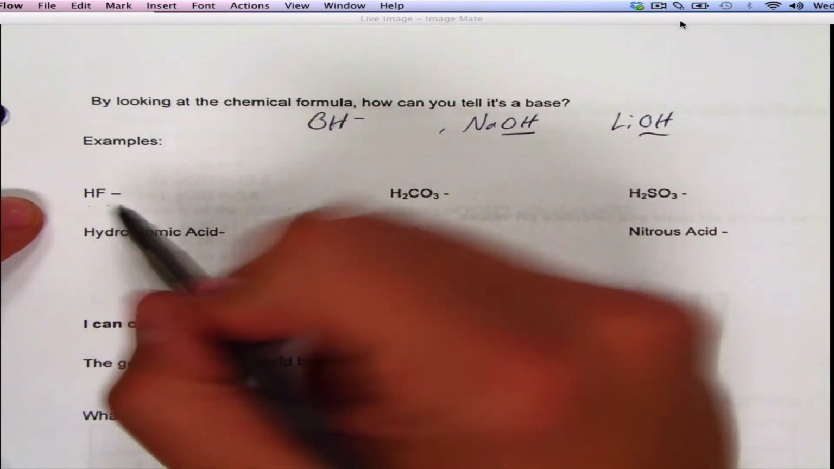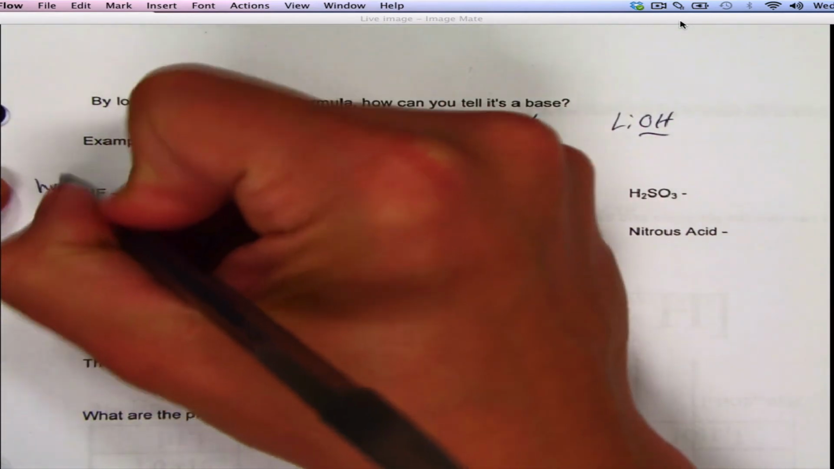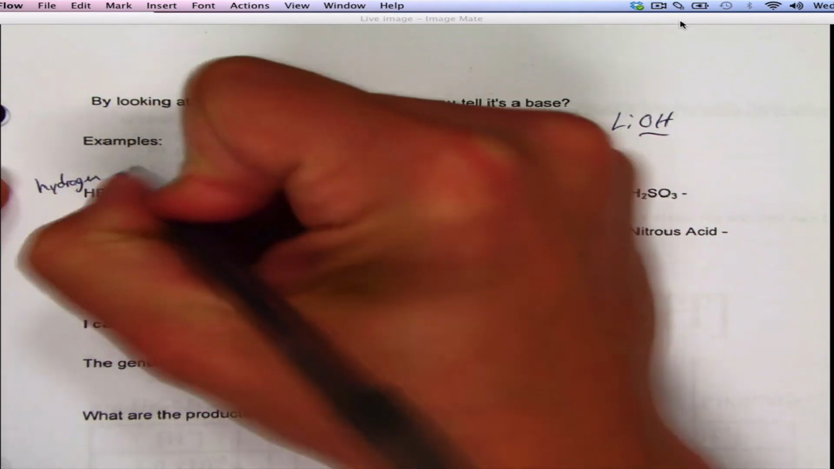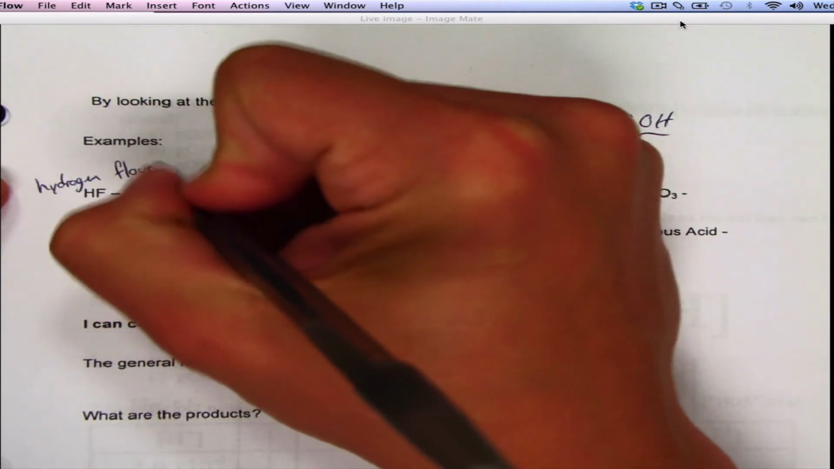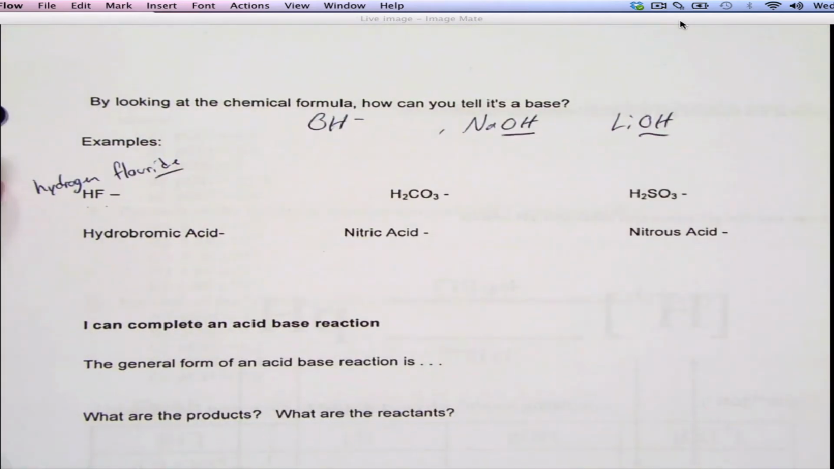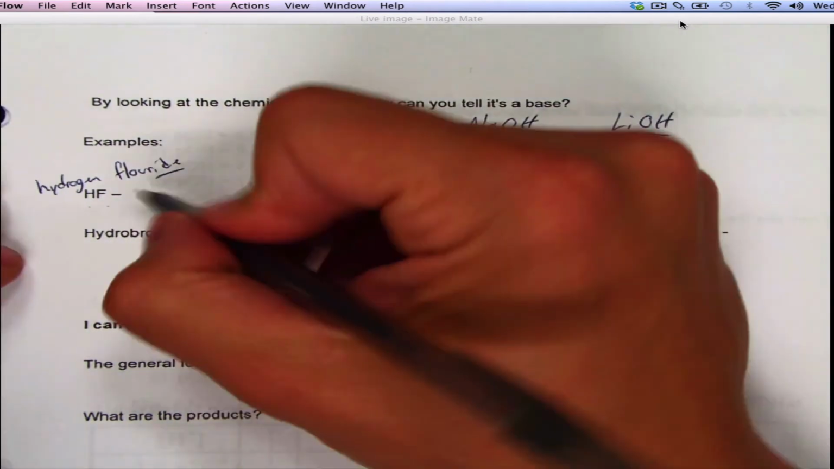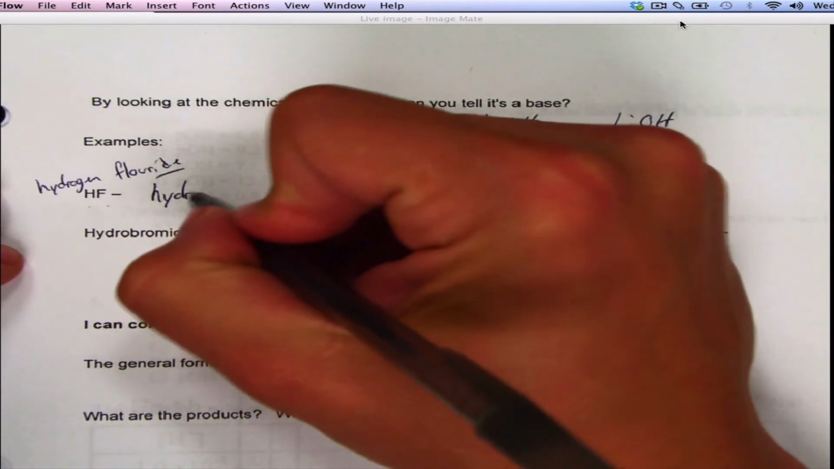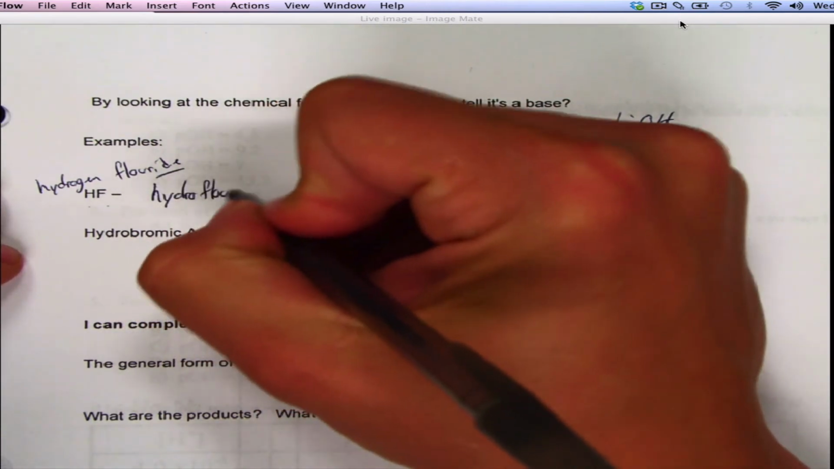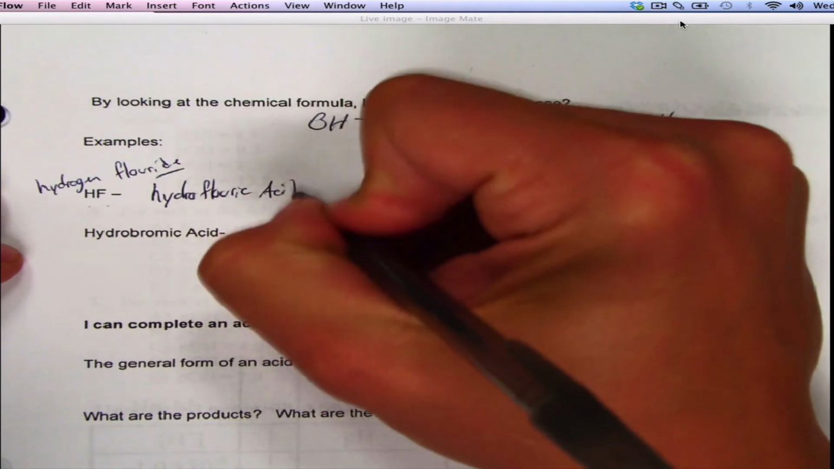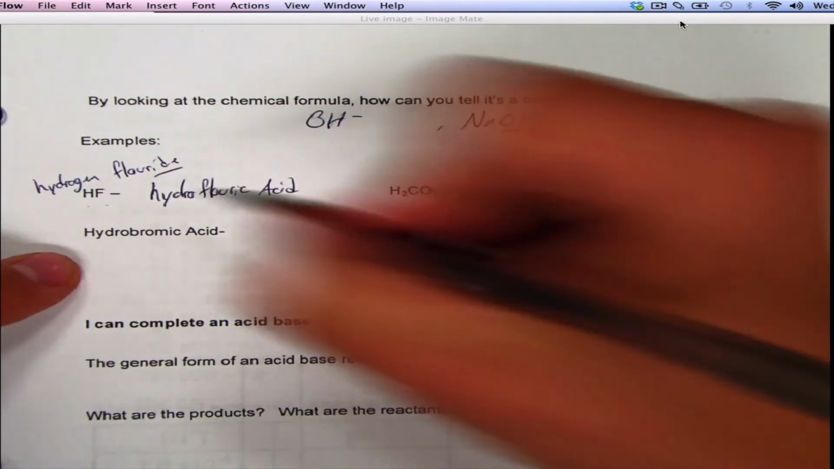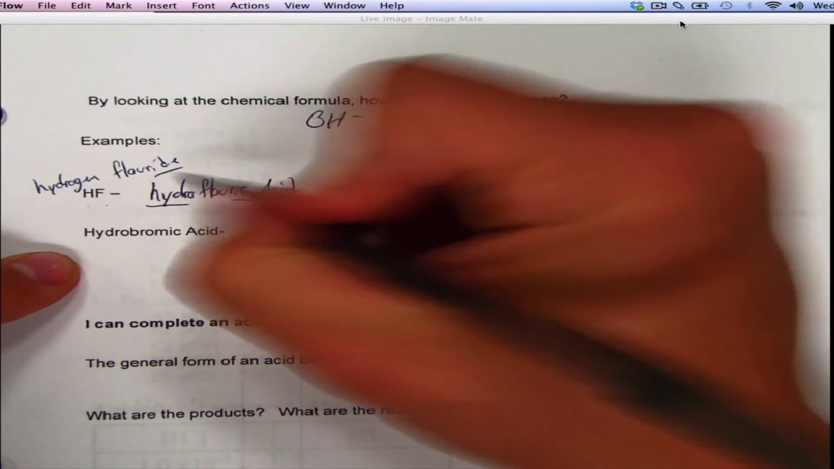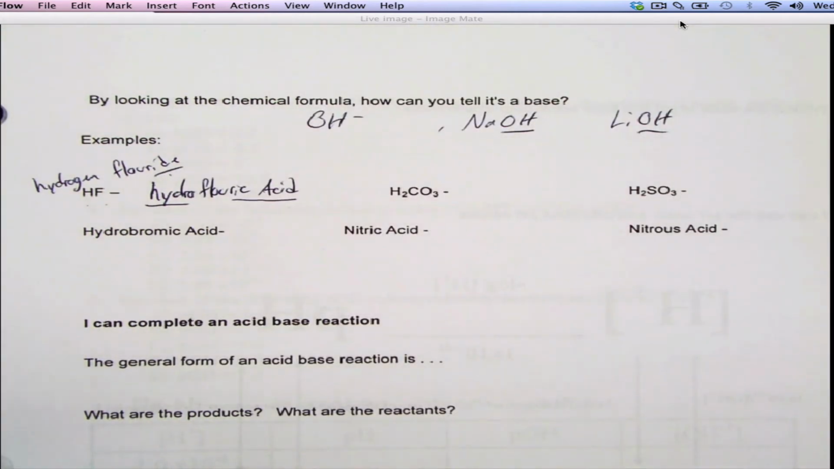HF, if you just named it normally, it's going to be hydrogen fluoride. So what's the rule? Ide changes to hydro-ic acid. So it's going to be hydrofluoric acid. The ic acid came from the ide. That was our rule: ide changes to hydro-ic acid, and vice versa. Hydro-ic acid came from ide.